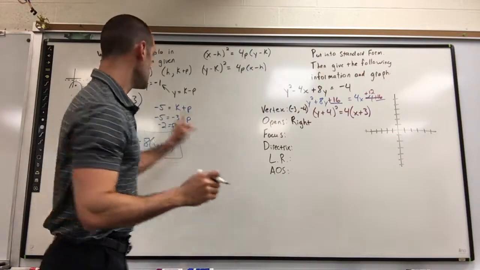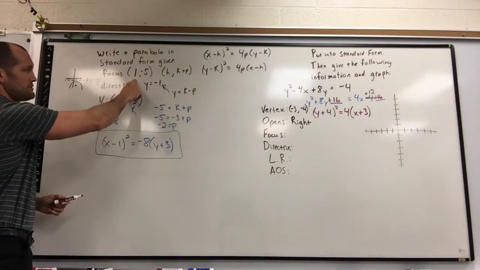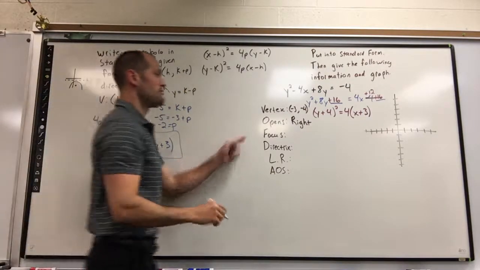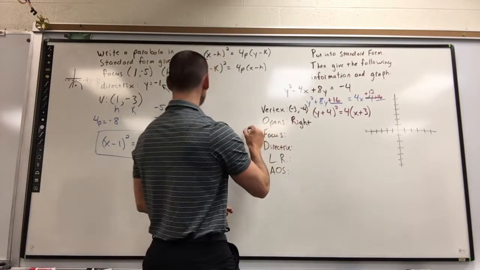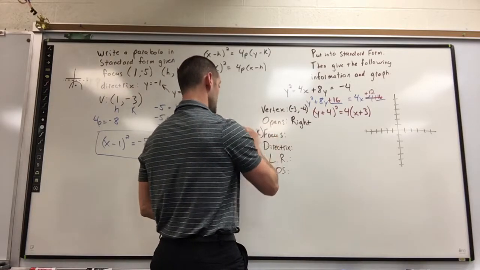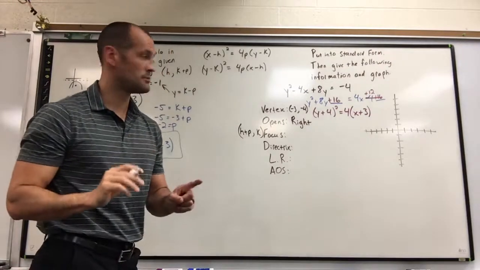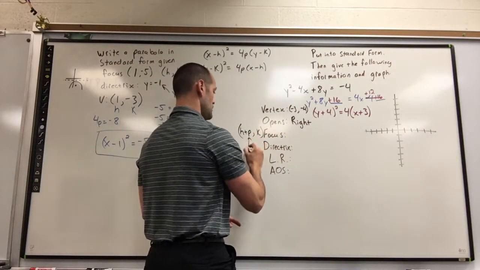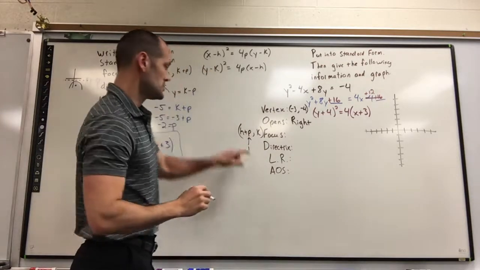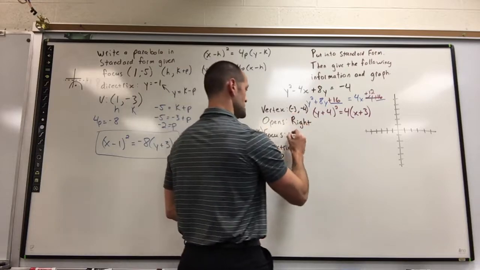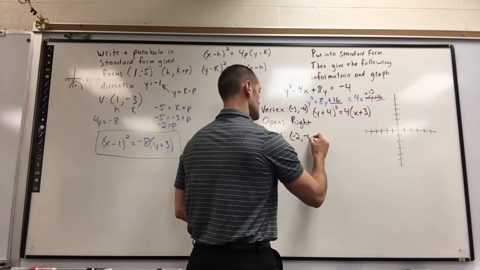Focus. Now, notice it's a little different. When you're finding the focus of a vertical, it's h, comma, k plus p. When you're finding the focus of a horizontal, it's h plus p, comma, k. Now keep in mind, if that's 4p, then 1p is 1. So look how I find my focus. H plus 1 means I have a negative 2, negative 4.